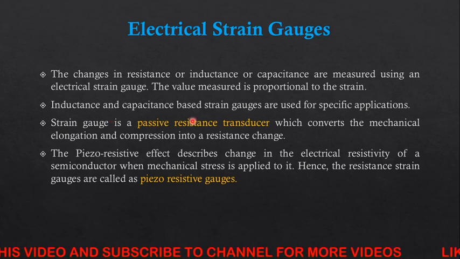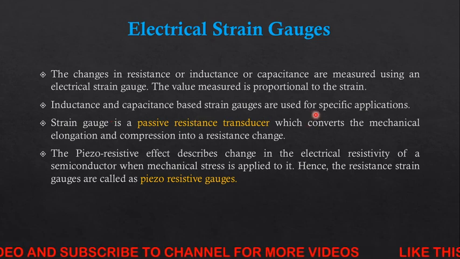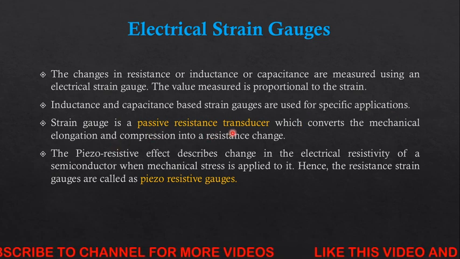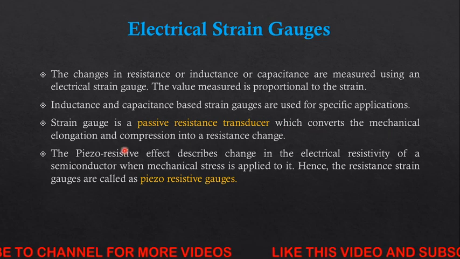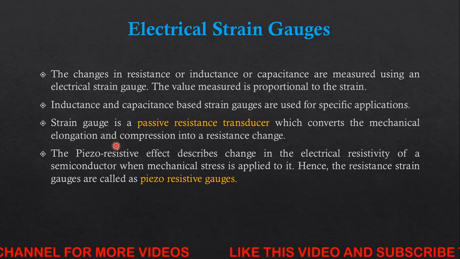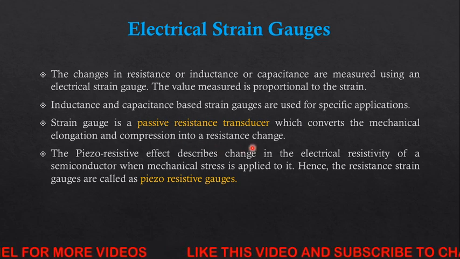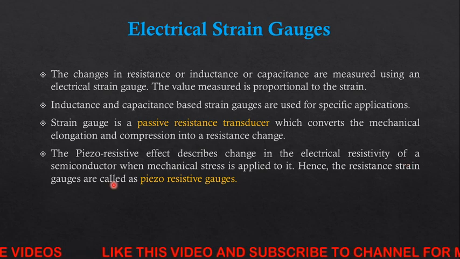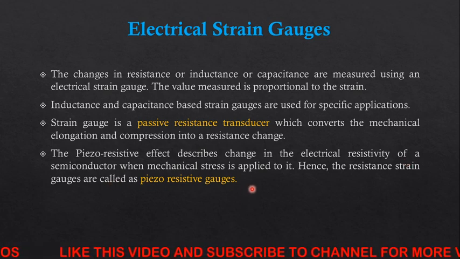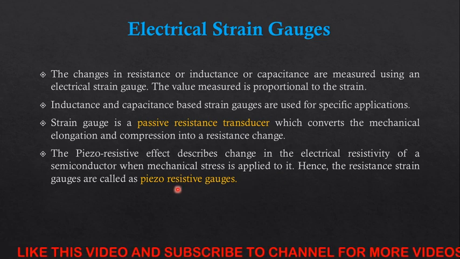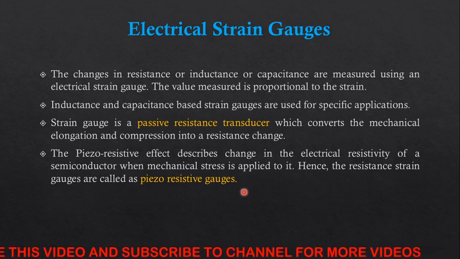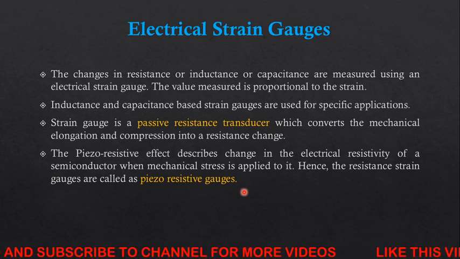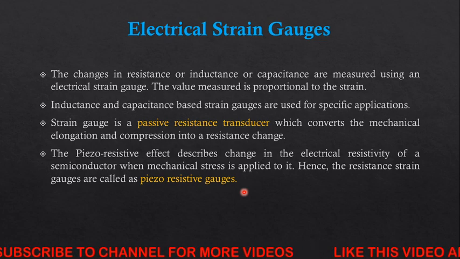Inductance and capacitance based strain gauges are used for specific applications. The strain gauge is a passive transducer, or we can say a passive resistance transducer, which converts mechanical elongation and compression into resistance change. The piezoresistive effect describes the change in electrical resistivity of a semiconductor when mechanical stress is applied on the piezoresistive device. Hence, resistance strain gauges are called piezoresistive gauges. Whenever we apply mechanical force to a piezoresistive material, the resistance changes. So this is why we can call it a piezoresistive gauge.